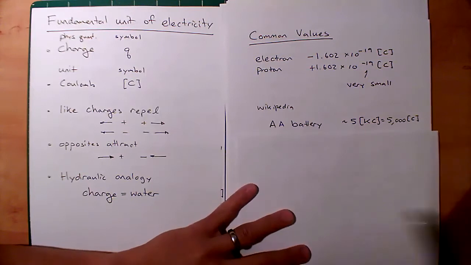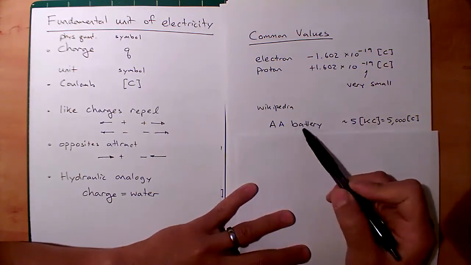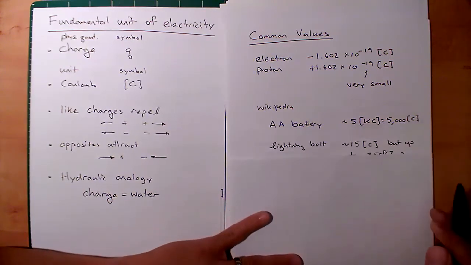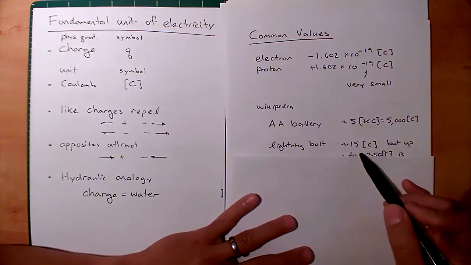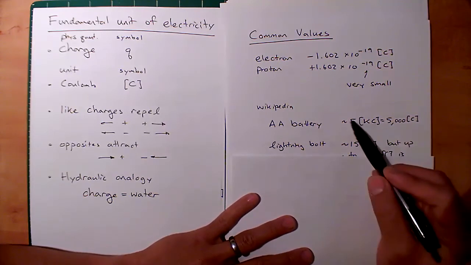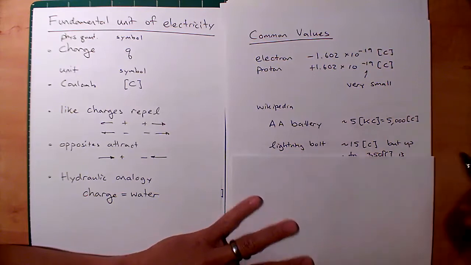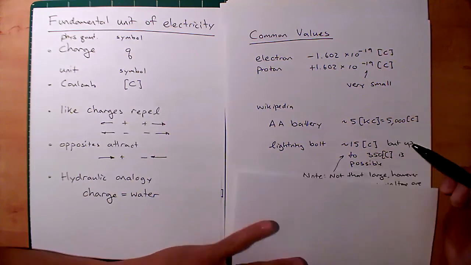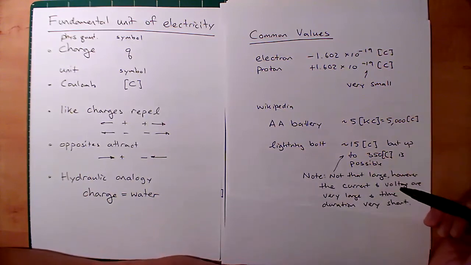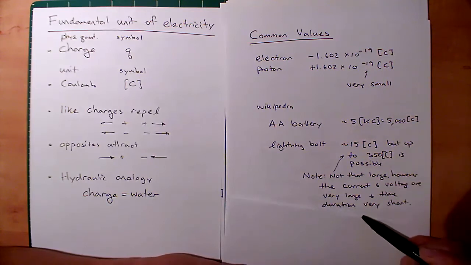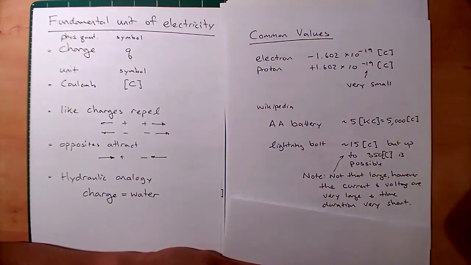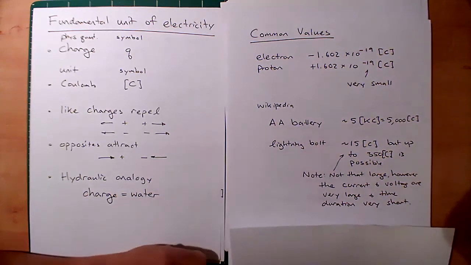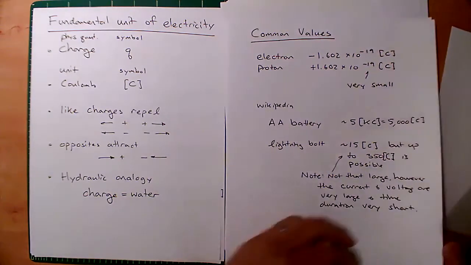According to Wikipedia, and kind of counterintuitively, a double A battery has 5,000 coulombs, or 5 kilocoulombs, whereas a lightning bolt will only have 15 coulombs. It's weird that this double A battery has so much more charge than a lightning bolt. Up to 350 coulombs is possible, but still smaller. But because you can have a lot of current and voltage in a very short amount of time, you have a lot of power and a lot of energy transfer. So even though the charge might not be a lot, you can still have a lot of power. Let's keep moving forward.